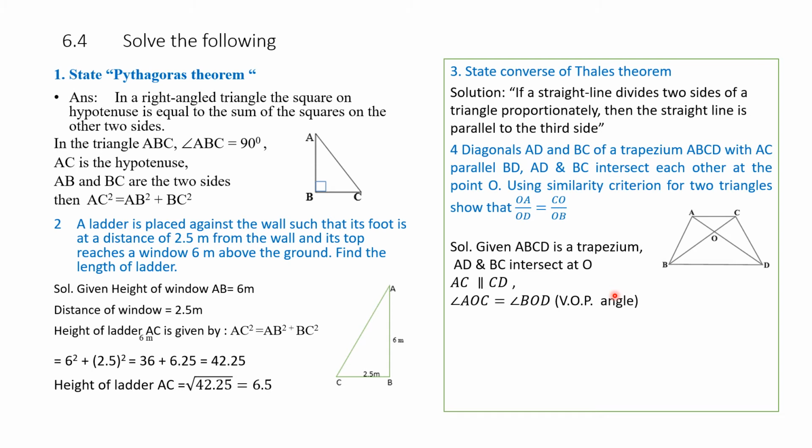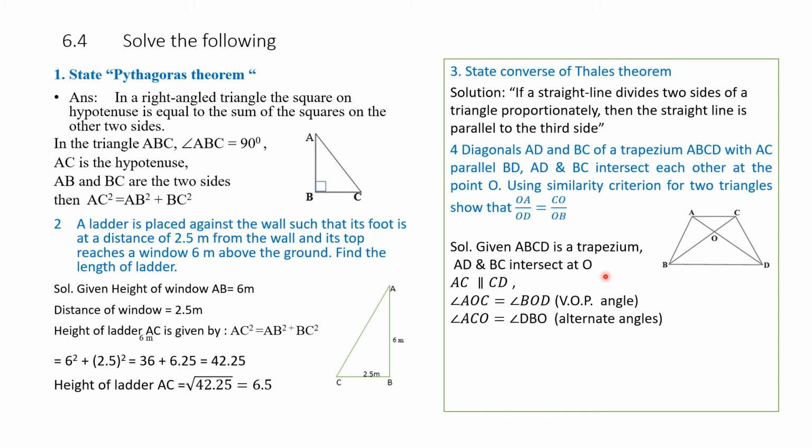Solution. Given ABCD is a trapezium, AD and BC intersect at O and AC is parallel to BD. Please note in your examination, if you write this much, that is the given conditions already stated in the problem, you will get some marks, 1 or 2 marks. This may be a 4-mark question. In that, you may get 1 or 1.5 marks if you write the given conditions. So please don't forget to write these things.